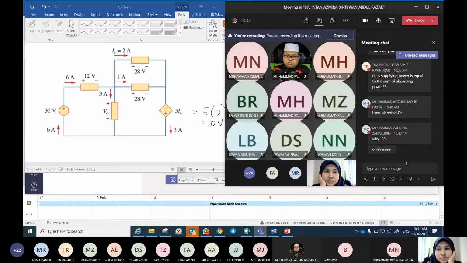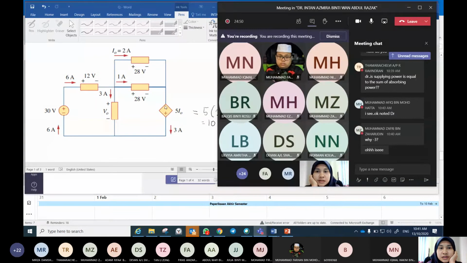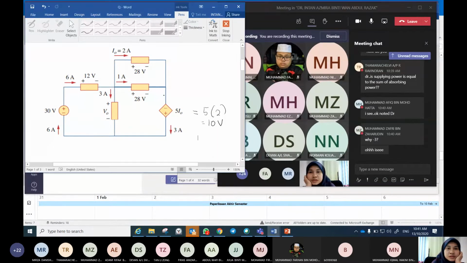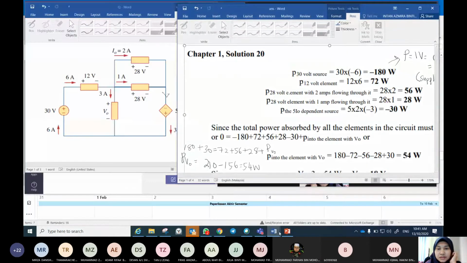Any other question? Why minus 3? Minus 3 because the current enters the negative terminal. This 3 amp flows like this. When it enters the negative terminal, we put negative. That's why we get negative power. Or you can also just write positive 30 watts, but please put in the bracket, supplying.